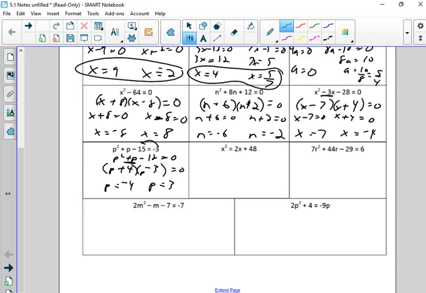Now, on this next one, it's less work to move the x squared right. Keep your x squared positive. I'm just telling you it's going to make your life easier. Move these two over. X squared minus 2x minus 48 equals 0. Then we factor, it'd be 6 and 8.